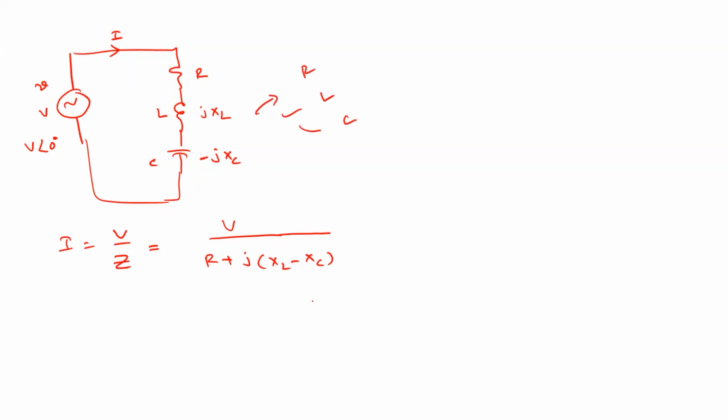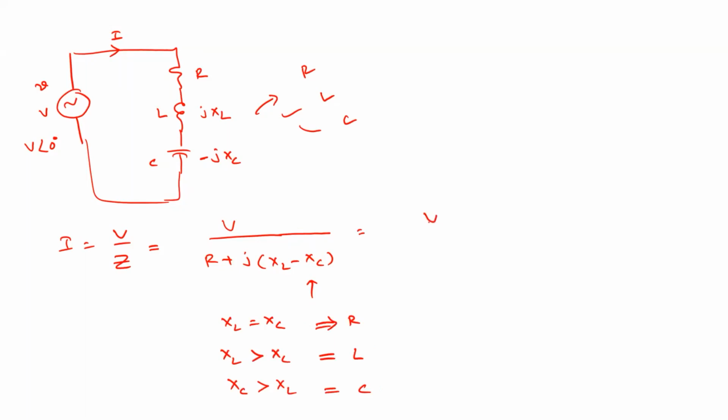Based on these two values, for example, if XL equals XC, in that case the circuit is resistive. XL equals XC, that is 0, right? So that means the circuit is resistive. If XL is greater than XC, the circuit is predominantly inductive. If XC is greater than XL, the circuit is capacitive.